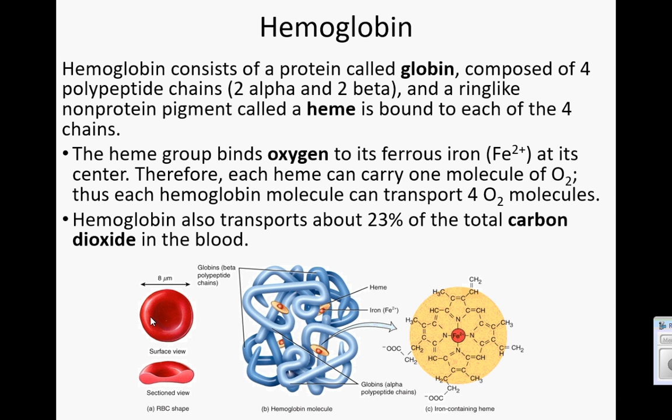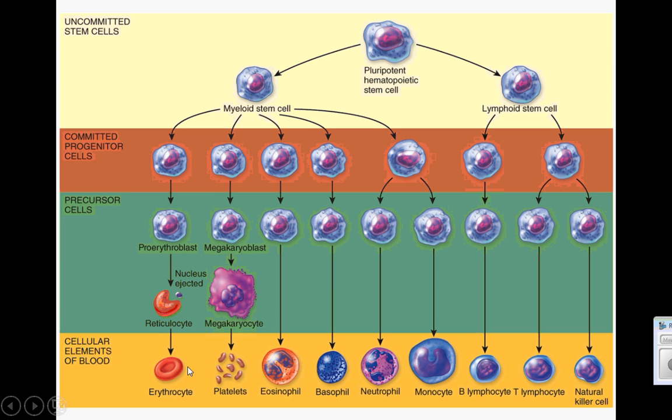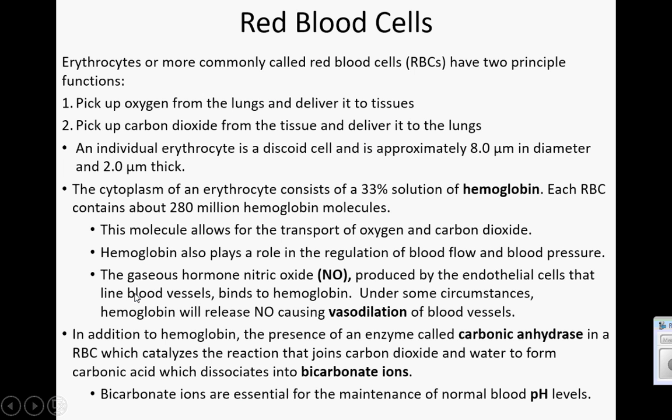If we go back a couple slides, we can see just before we develop red blood cells, the nucleus is ejected from the cell called a reticulocyte. This allows for more hemoglobin to be inside of the red blood cell, and therefore helping it better be able to carry oxygen.